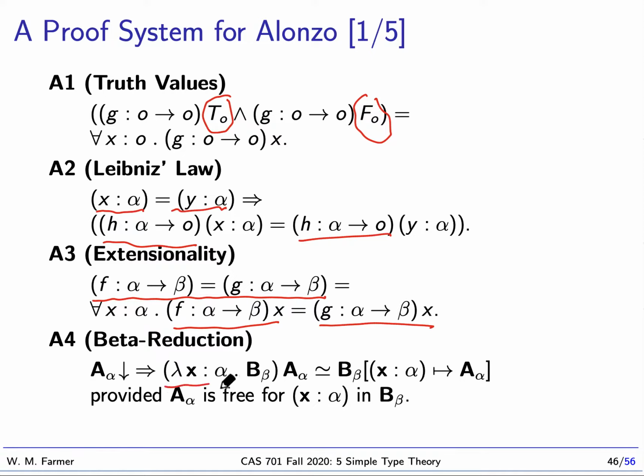Beta reduction says we can do beta reduction in the normal way, provided that the argument is defined, and the result may be that this and this are both undefined. So that's why we use quasi-equal here. And of course this is provided A is free for the variable in B. So these 4 correspond to Andrew's original system, and they're really the axioms we need for core Alonzo.